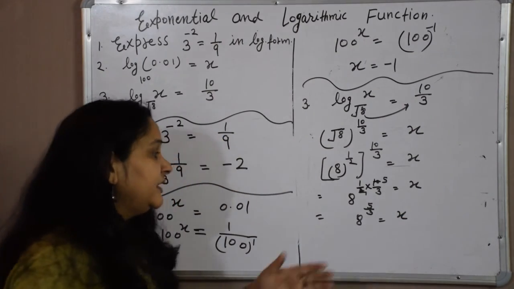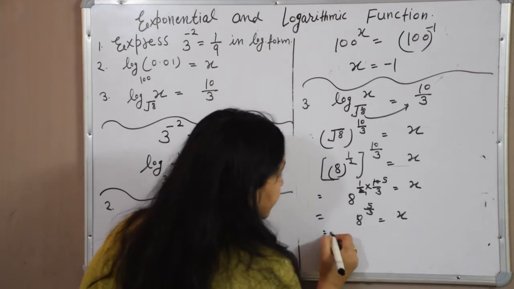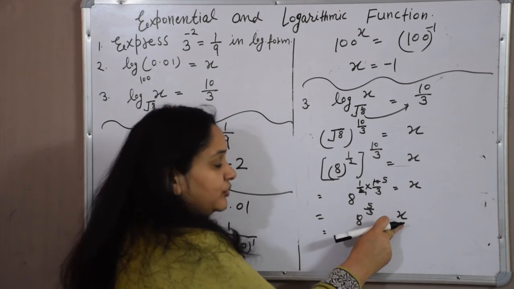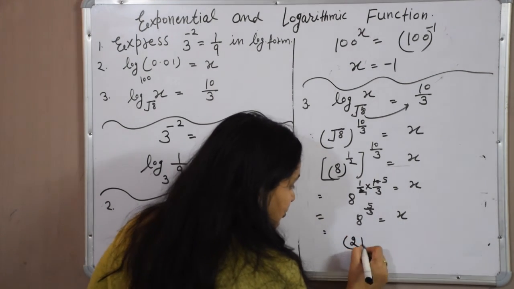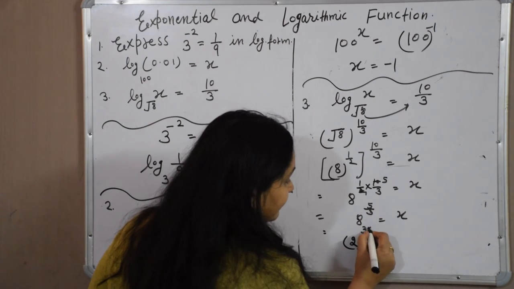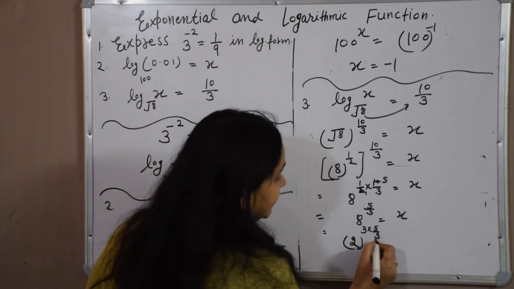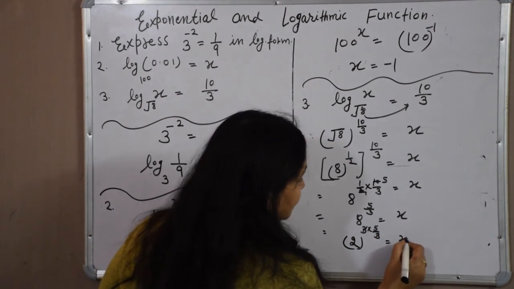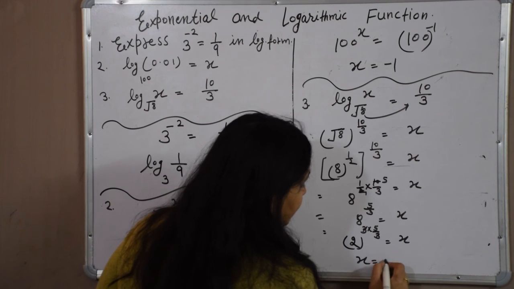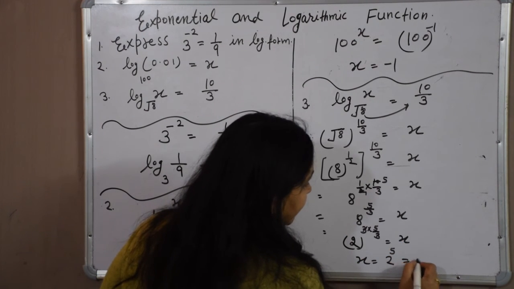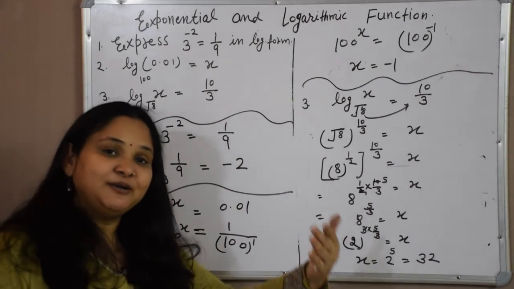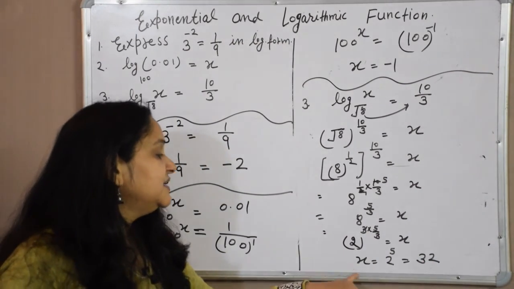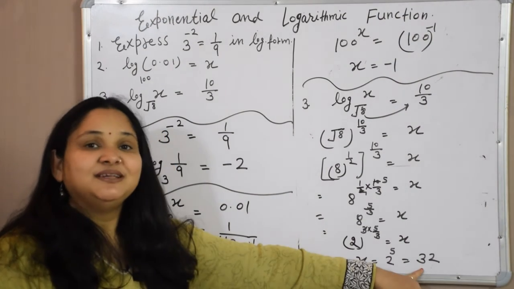But we are not getting the answer yet. We can convert it, because there is no power on x, so we can write this 8 as 2 raised to power 3, and the power 5 by 3 is already there. We can cancel out, so we are left with x is equal to 2 raised to power 5, and we know that 2 raised to power 5 is 2 multiplied with itself 5 times, so we got x is equal to 32.